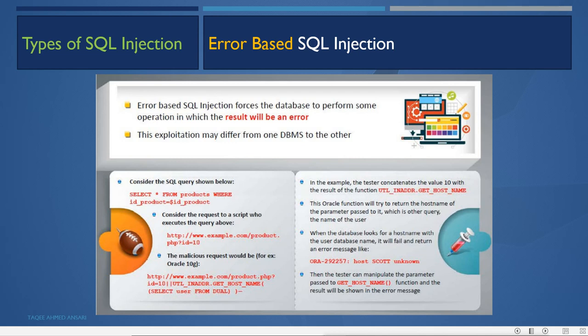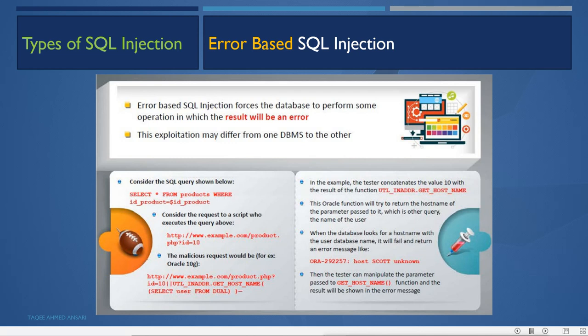This Oracle function will try to return the host name of the parameter passed to it, which is another query, the name of the user. So when the database looks for the host name with the user database name, it will fail and return an error message like this: host Scott unknown.